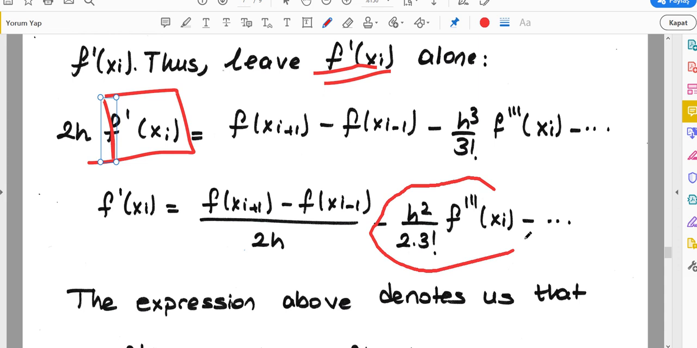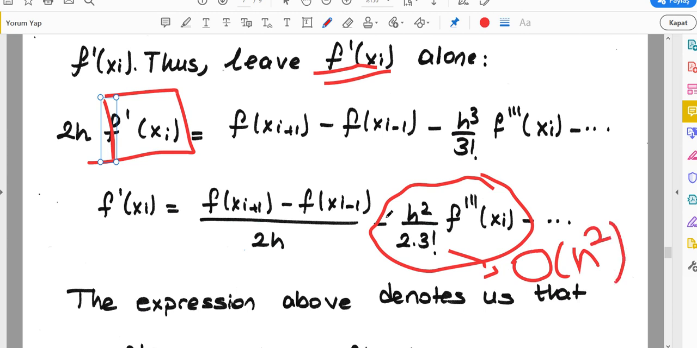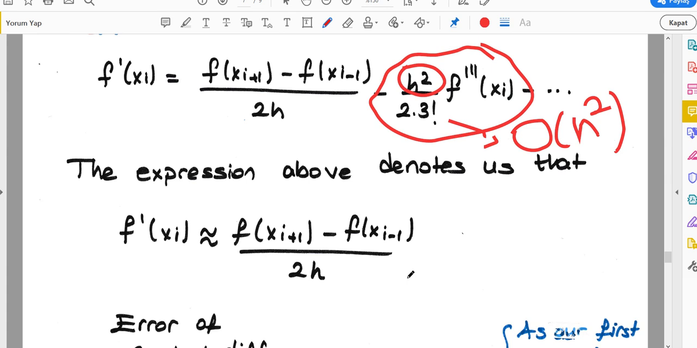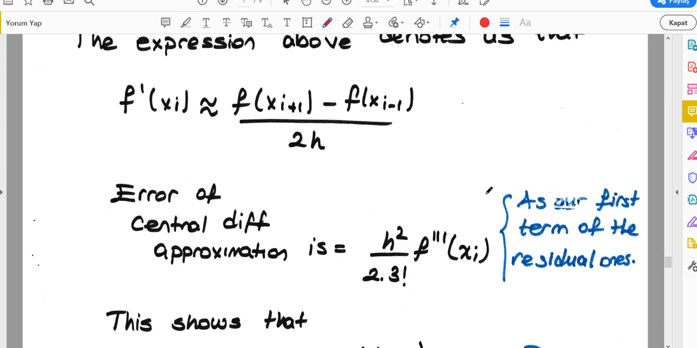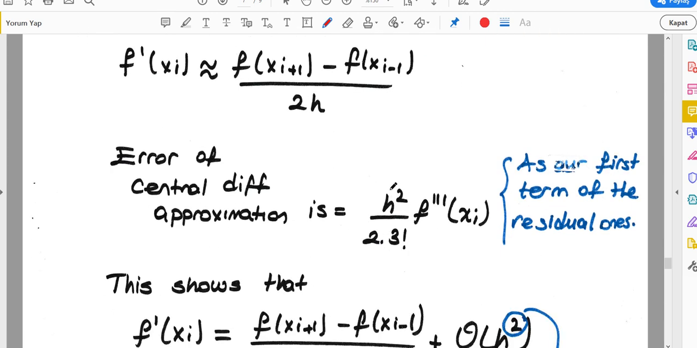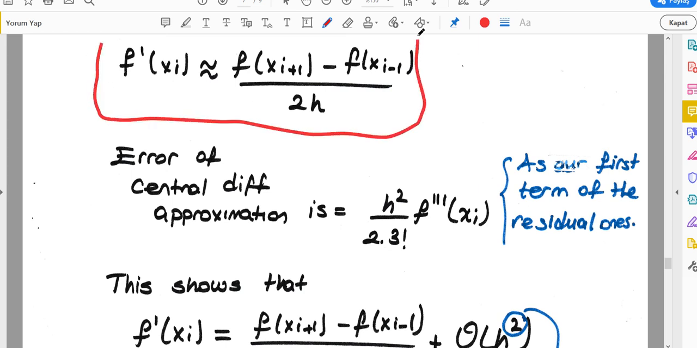This is now the first term of the remaining part, so I can rewrite it as the order of h squared, because I'm focusing on my increment position. So the power of 2 denotes that it is a second order approximation, which is good news. This is very beautiful news for us, okay? So we are considering here the central difference approximation. I have written here the error term for you, and this is your scheme of the central difference approximation.